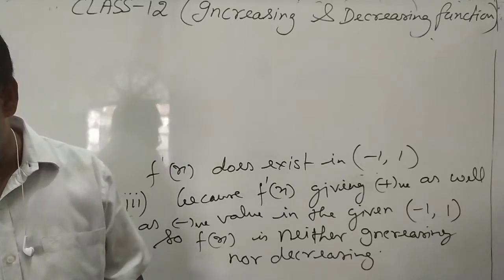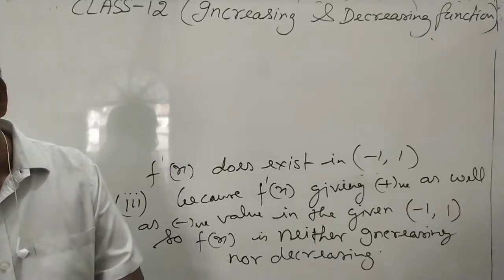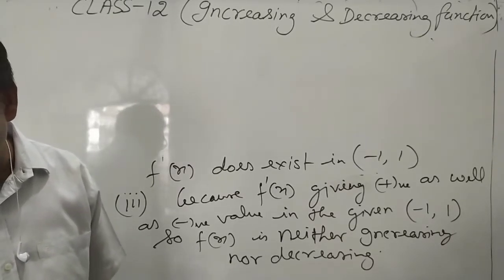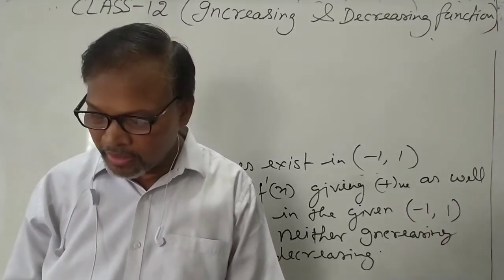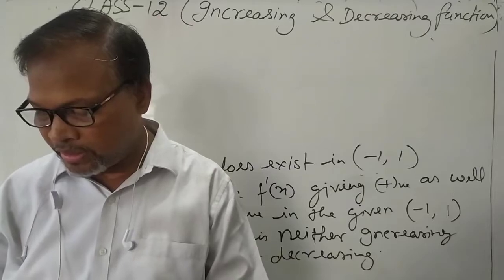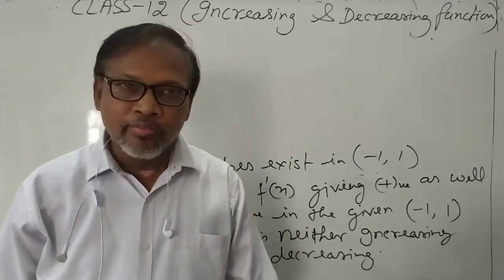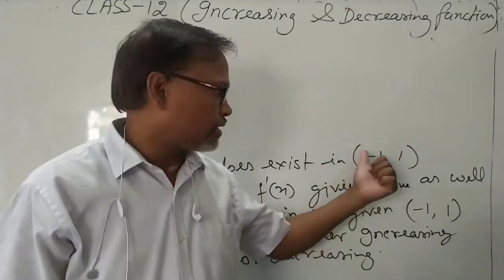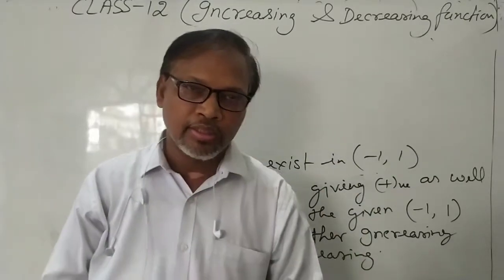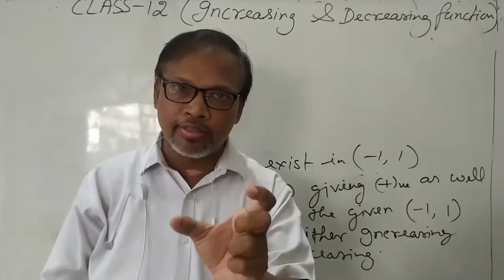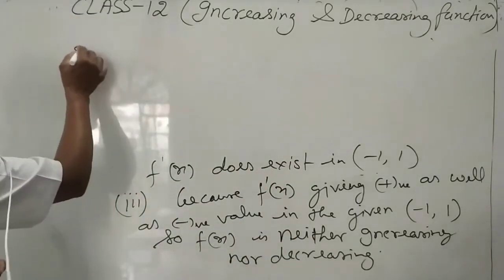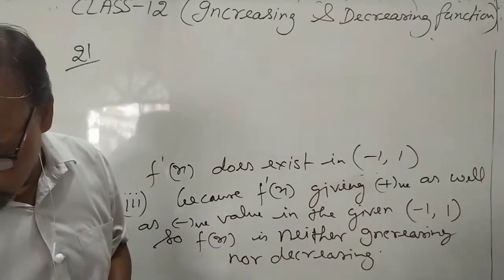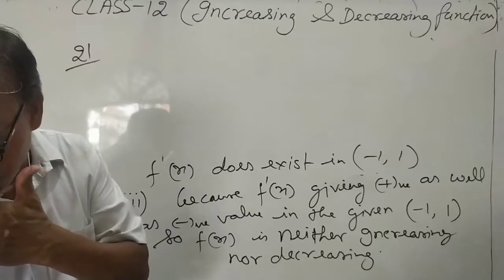Now the next one, question number 21, in which you have to find the intervals in which the following functions are strictly increasing or strictly decreasing. The interval, like minus 1 to 1, is not given in the question. You have to find the intervals, meaning the values of x for which the function is strictly increasing or decreasing. In question number 21 there are so many, 13 parts. So let's begin.